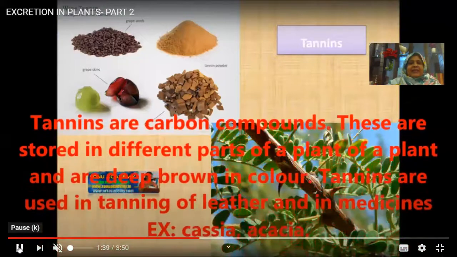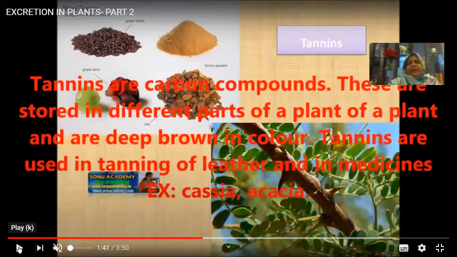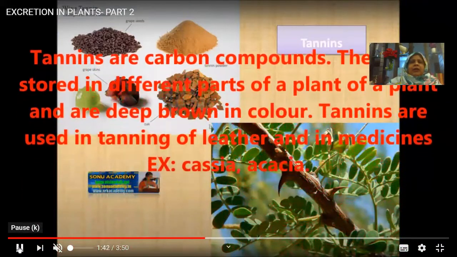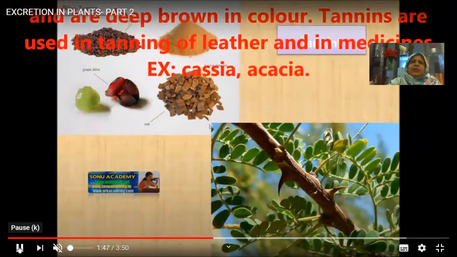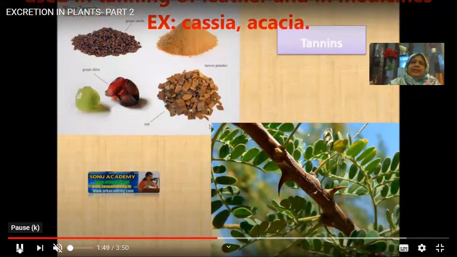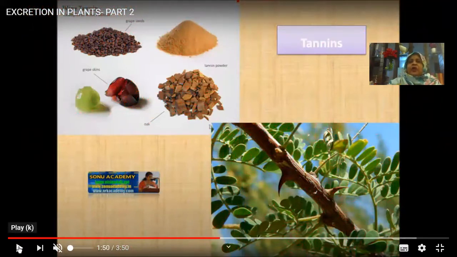What are tannins and carbon compounds that are excreted from the plants? They are stored in different parts of the plant and are deep brown in color. Tannins are used in tanning of leather and in medicines, for example, cassia and acacia. So you can see that the leather bags, belts most of you use, or anything made of leather, the color that it has is from the tannin, a natural color that comes from the plants. Okay.